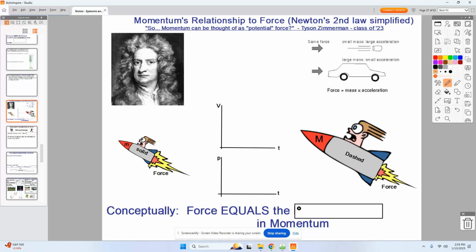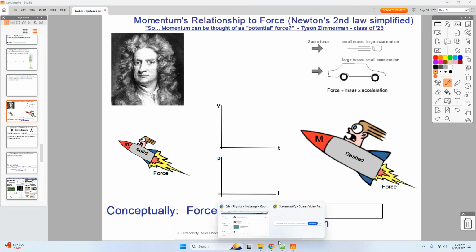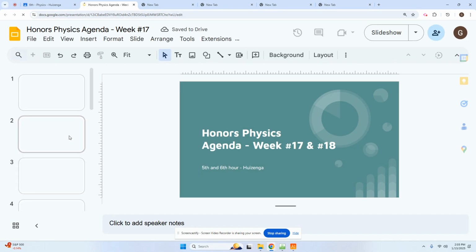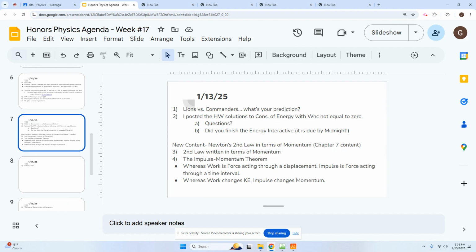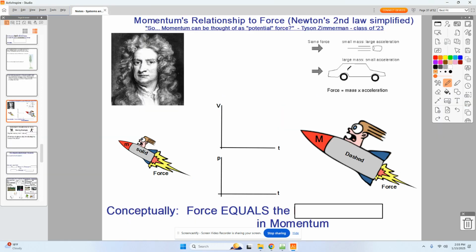Okay, guys, again, it's 13th January. In the event that you're watching this from home, we are working on this stuff today. And so my lesson plan for this particular hour, we are going to be looking at Newton's second law in terms of momentum and then solving some impulse momentum related kinds of problems. Let's go ahead and jump at it.